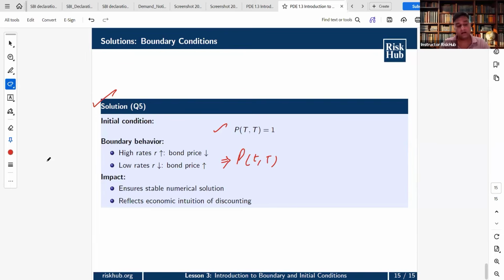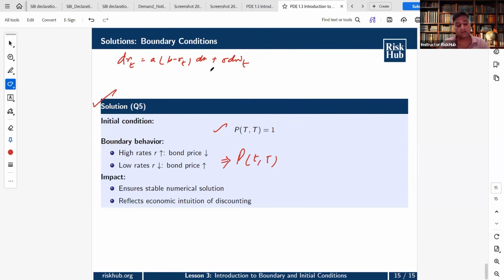Vasicek intuition: in the Vasicek model, the short rate follows dr_t = a(b - r_t)dt + sigma dW_t. Right, r_t is the short-term interest rate, a is the speed of mean reversion, b is the long-run mean rate, sigma is the interest rate volatility, and dW_t is the Brownian motion shock.